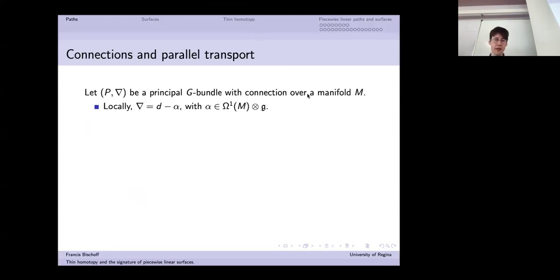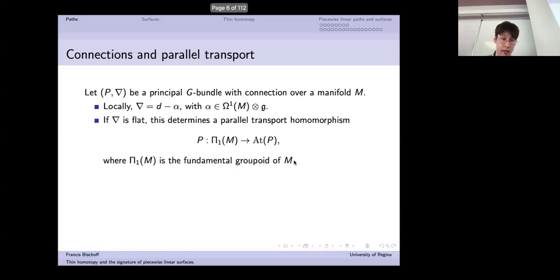connections. Okay, so the setting here is I'm going to have (P, ∇), a principal G-bundle over a manifold that's equipped with a connection. Locally, you can write a connection ∇ as d minus α, with α a one-form valued in the Lie algebra of the group G. Now if the connection is flat, then it determines a parallel transport homomorphism, which is a homomorphism from the fundamental groupoid of M to a groupoid of automorphisms of the principal bundle.